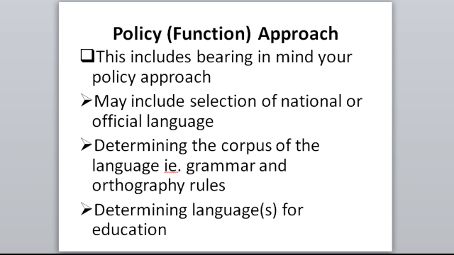The second approach in language planning is the policy function approach. What does this entail? The other distinction to bear in mind in this case is selection of national or official language and what solutions you arrive at in grammar and orthography rules. You also consider which languages will be for education. There are cases where language for education may be different from the national language, and this is possible.